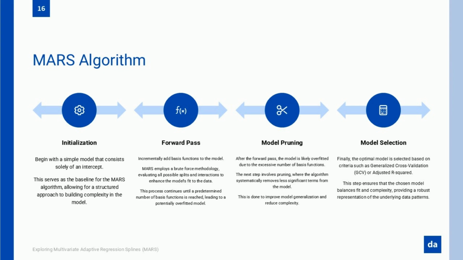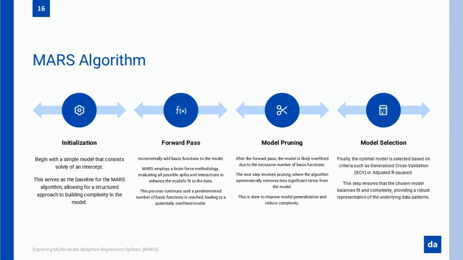The algorithm begins with initialization, where the model starts with nothing but a simple intercept term. This is the baseline prediction, the average response value in the dataset. At this point, Mars has no knowledge of the relationships between variables. It's a blank slate waiting to learn.